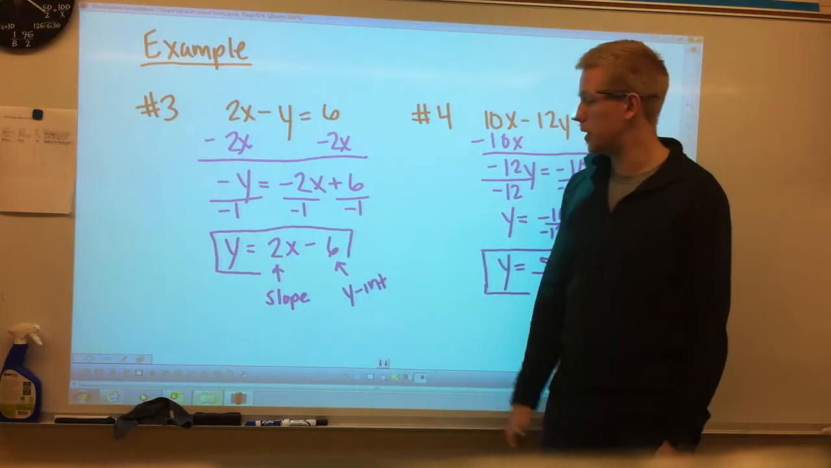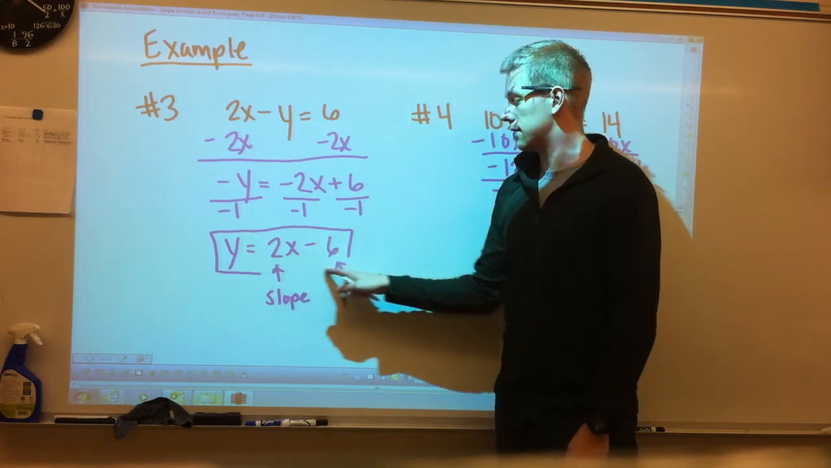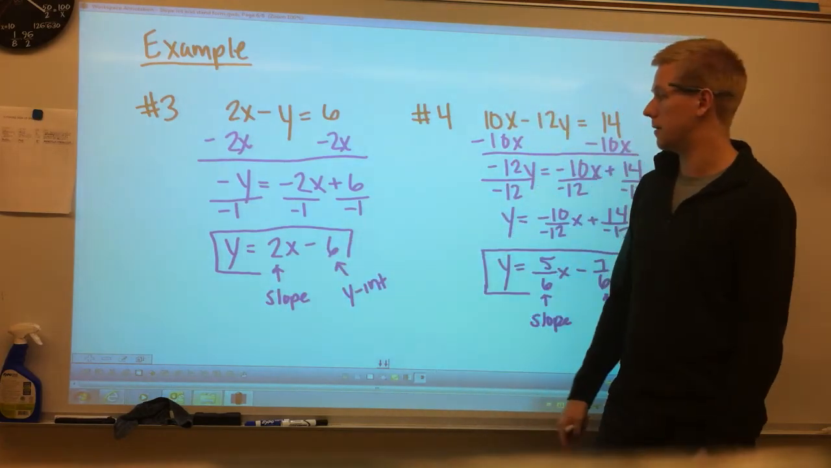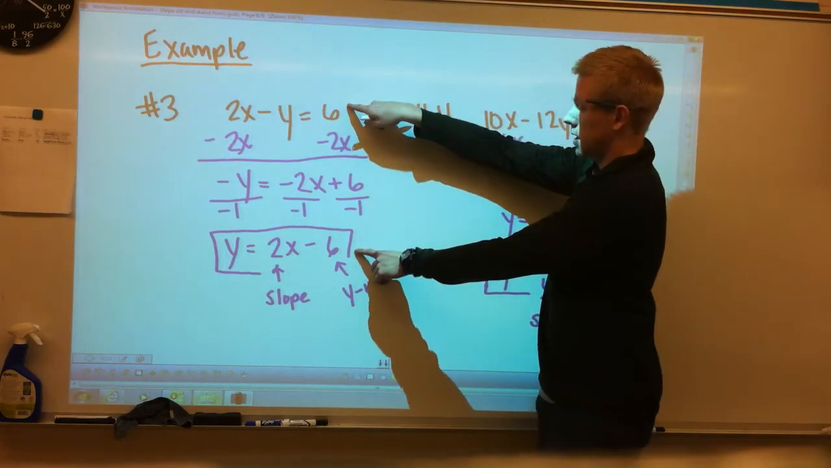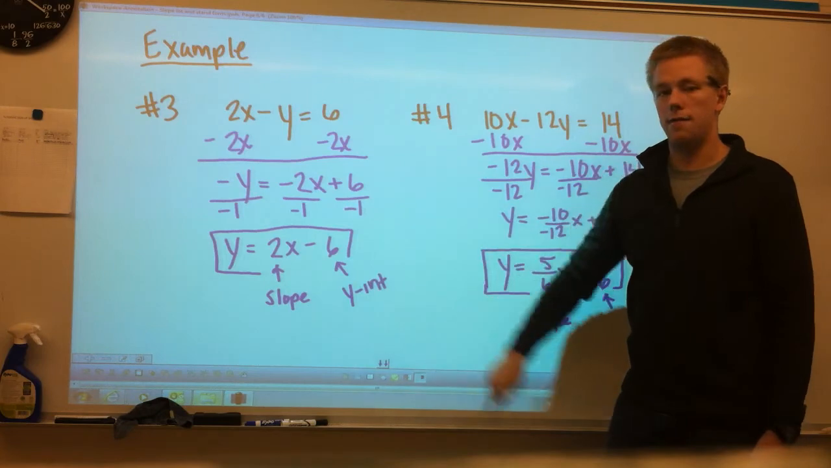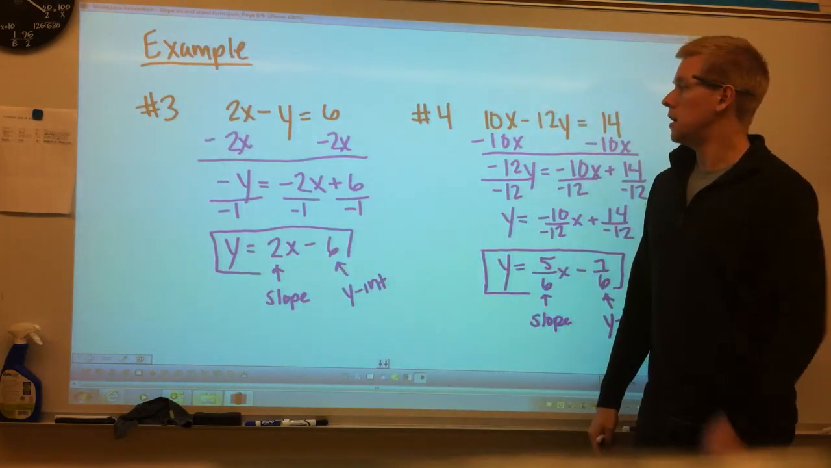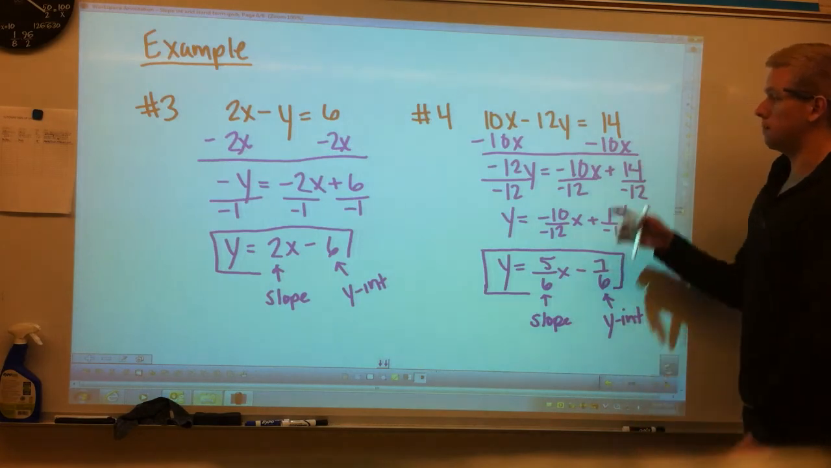So I have y equal to 2x minus 6. My 2 is my slope. My y-intercept is -6. That whole thing is my y-intercept. So these two lines are the same. I know this is standard form. This is slope-intercept form. I can easily graph this using my y-intercept and my slope. Okay. The last example, number 4, we have bigger numbers.